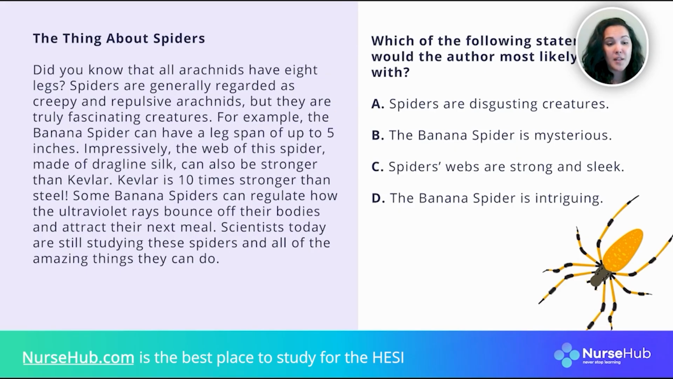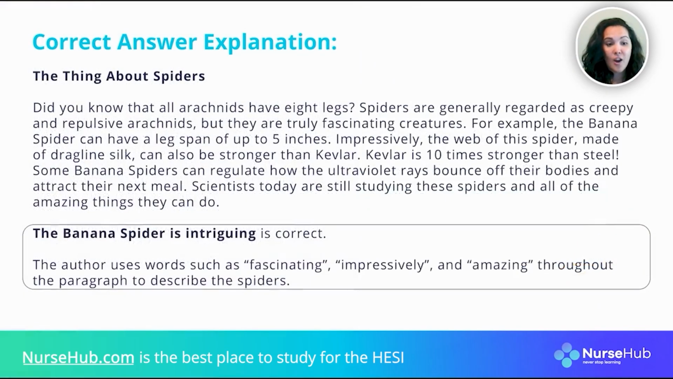Okay, if you chose that the banana spider is intriguing, you got this correct. The author uses words like fascinating, impressively, and amazing throughout this paragraph to describe these spiders, and so therefore they're probably pretty intriguing to the author or interesting.